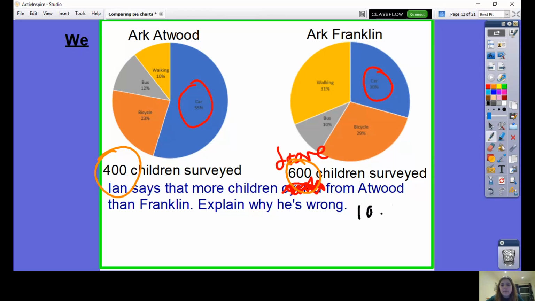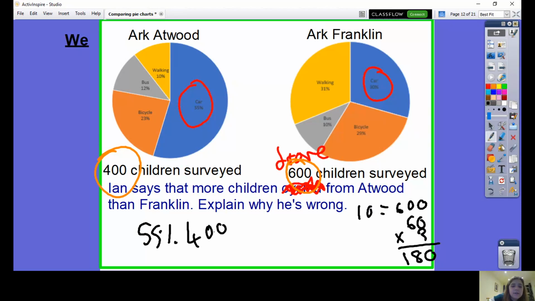Okay, 10% of 600 is equal to 60. So 30% will be timesing that by 3, 180. Over here, looking for 55% of 400. 50% is 200. 5% would be 20. 200 add 20 is 220.